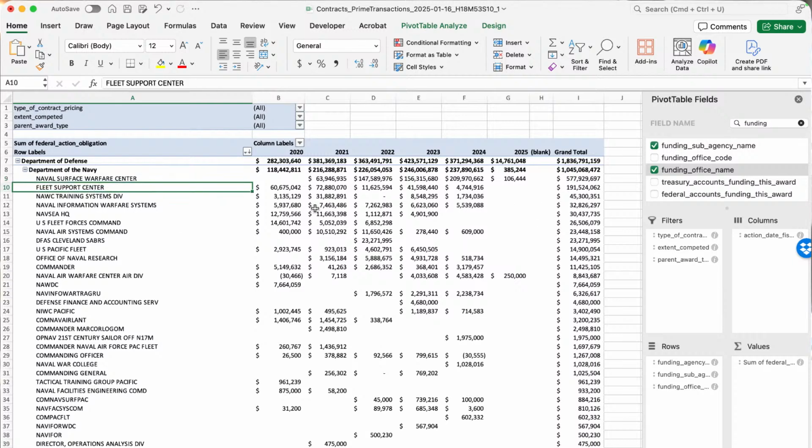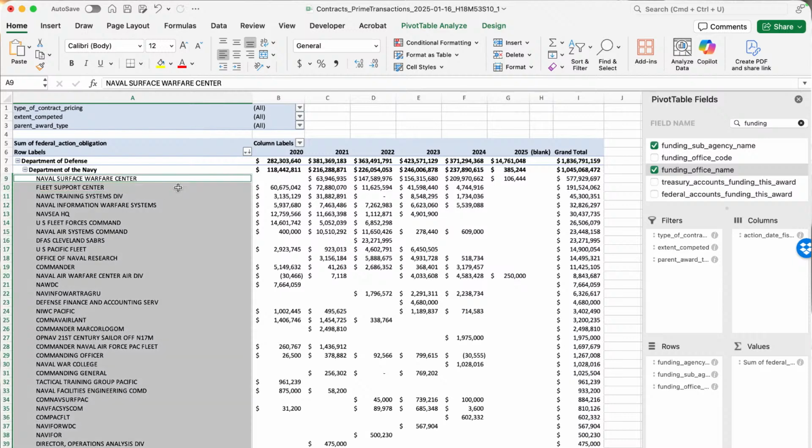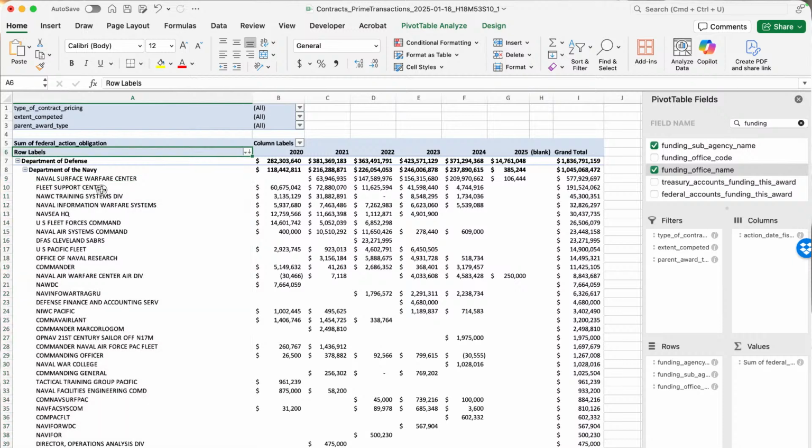We can see, okay, if we're looking to target federal agencies, parts of the federal agencies that are spending the most on what you do, which would in turn say, I want to go talk to the people inside of those organizations, you'd say, okay, my top couple targets should be Naval Surface Warfare Center, Fleet Support Center, Naval, I think this is, and I believe NAWC is Naval Air Warfare Center, Training Systems Division, Naval Information Warfare Systems.